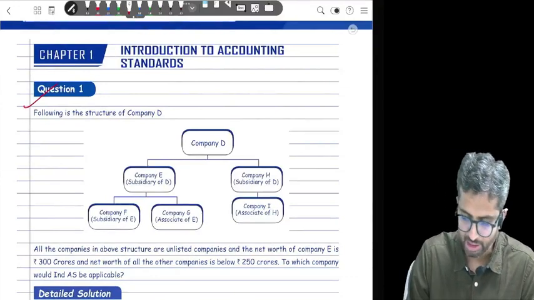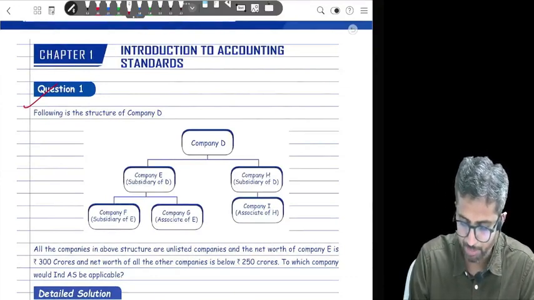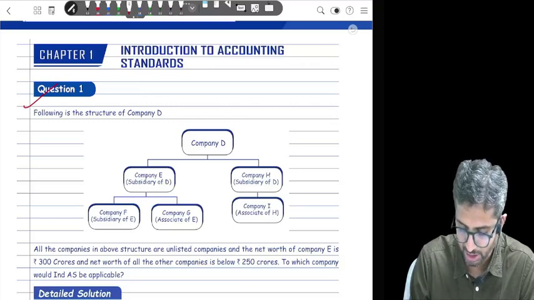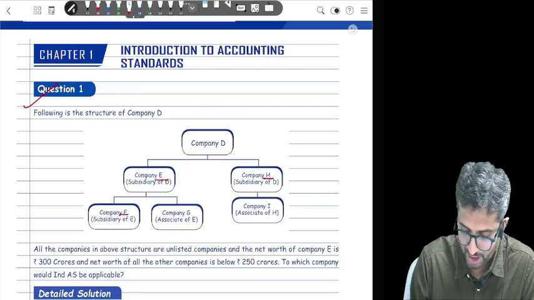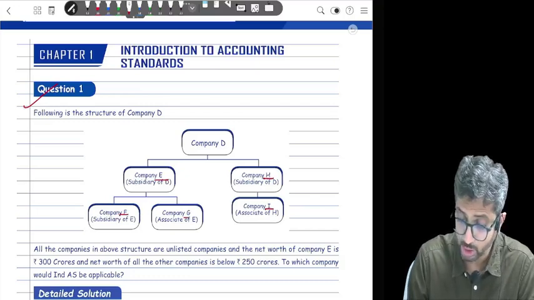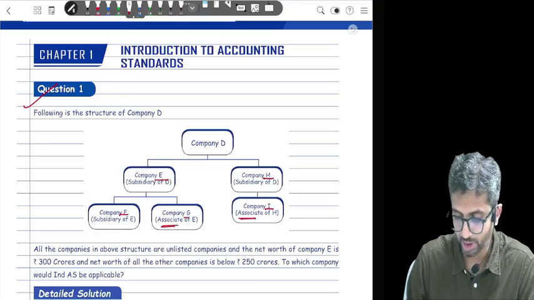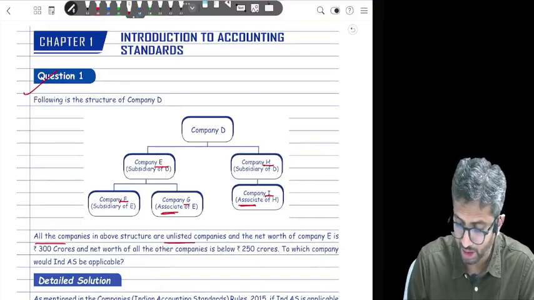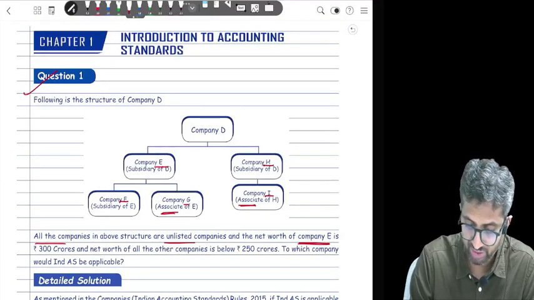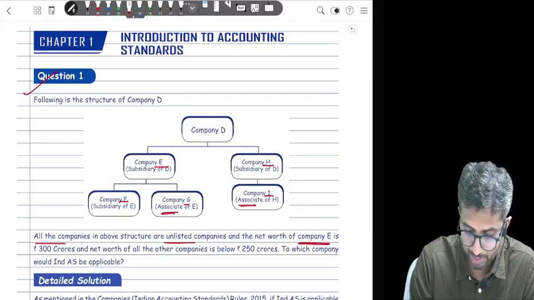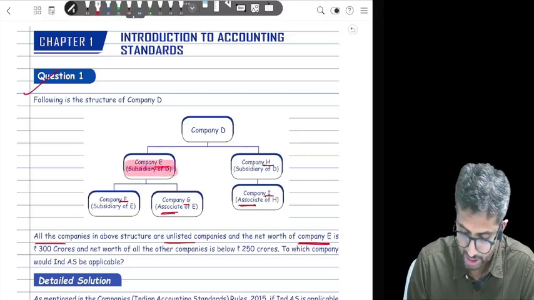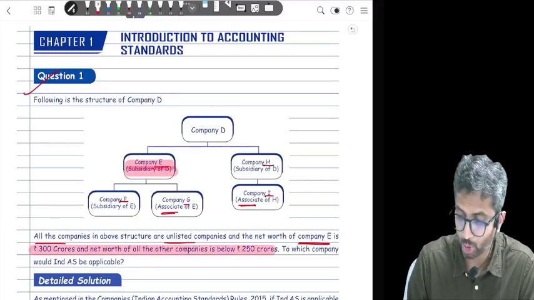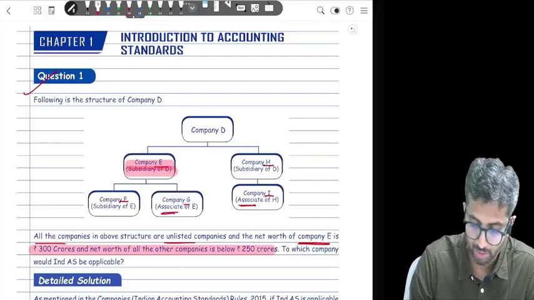So following is the structure of company D. Company D has a subsidiary E and a subsidiary H. E further has a subsidiary F and a subsidiary G. H has an associate. There are a few associates as well. Now all companies in the above structure are unlisted companies, and the net worth of company E, okay, so this is your company E, is greater than 300 crores, and the net worth of all other companies is below 250 crores. To which company would Ind AS become applicable?